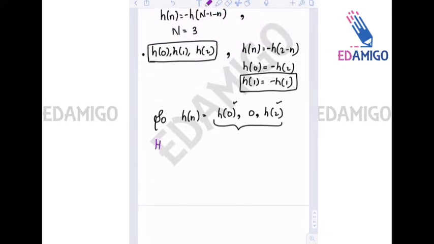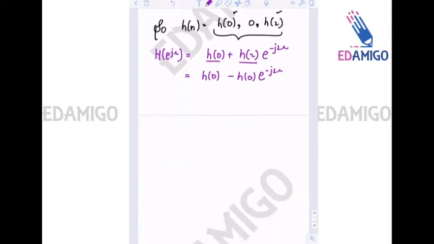Now H of e to power j sigma will be equal to h0 plus h2 e to power minus j 2 sigma. Okay, because h1 is 0, right? Now since these two are opposite to each other, I can write it as h0 minus h0 e to power minus j 2 sigma. Taking e to power minus j sigma as common, we get h0 e to power plus j sigma minus h0 e to power minus j sigma.